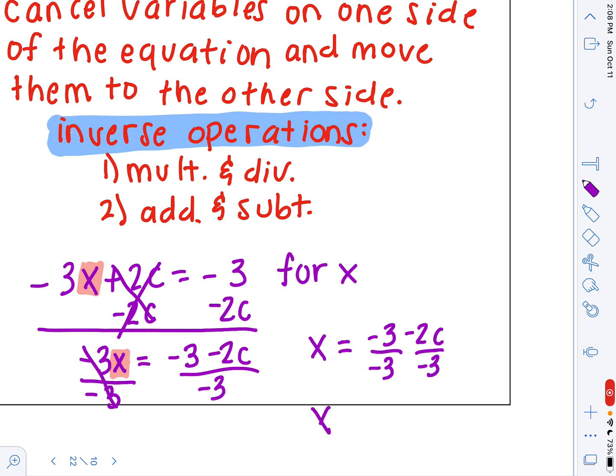And then I'm going to simplify, because I can simplify now. Negative 3 divided by negative 3 is a positive 1. And a negative over a negative here is a positive. So instead of a negative 2c over negative 3, I'm going to put plus 2c over 3. And that would be my final answer.